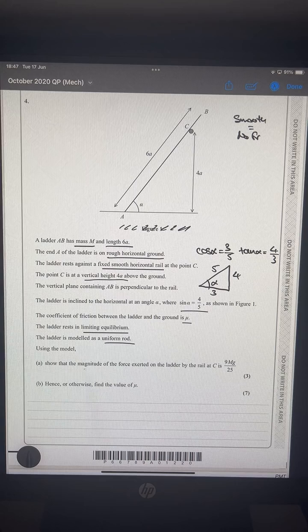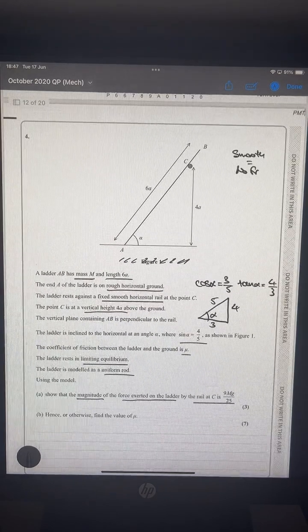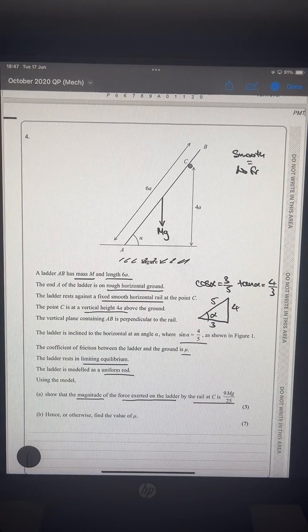Using the model, show the magnitude of the force exerted on the ladder by the rail at C is this thing here. So now I'm going to start labeling, okay? So I know it's a uniform rod, so my weight is going to be about there. It's going to be M times G.